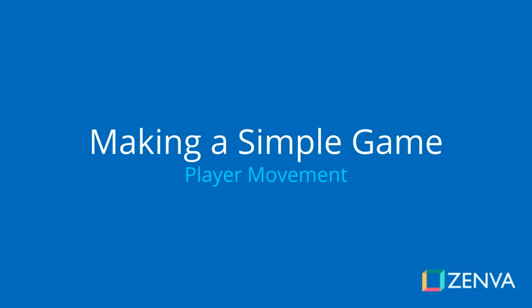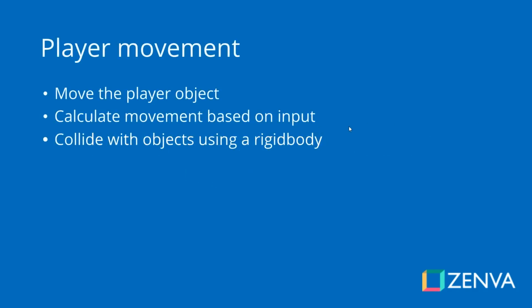Hey guys, welcome back. In this lesson, we're going to get our player moving around the level based on our input. So we're going to be able to hit the W, A, S, and D keys, the arrow keys, or even use a controller's analog sticks to move our player around. Unity makes it very simple to use all three of these different types of input without having to worry about each individual one.